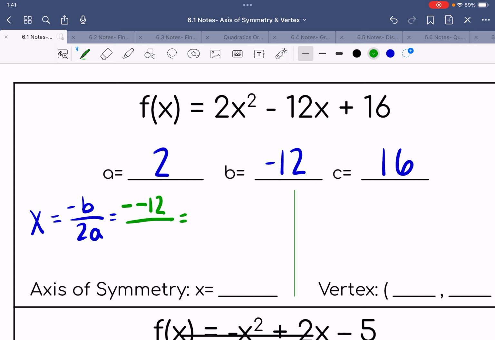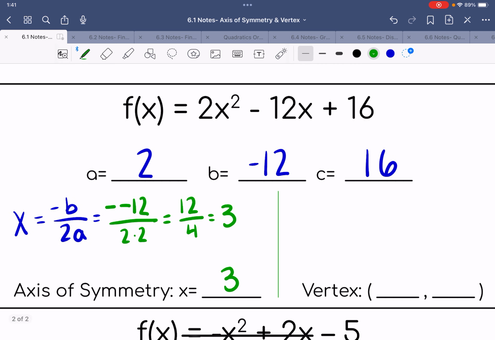This would be the point at which I say a negative is positive, and you guys would say positive. So -12 is positive 12 on top. And then on bottom, we've got 2a. So it's going to be 2 times 2. And then 2 times 2 is 4 on bottom. So 12 divided by 4 is 3. My x value is 3, which means I already know half of my vertex. The x value of my vertex is 3.